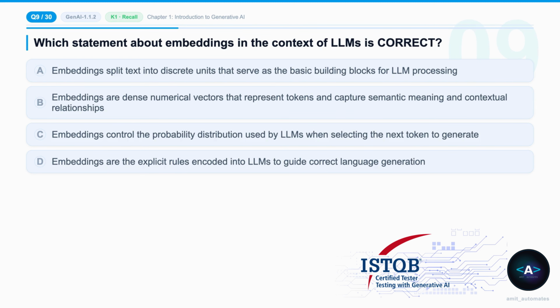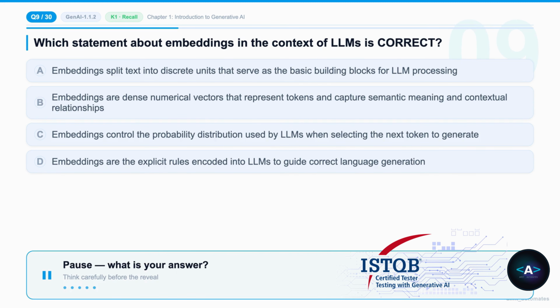that represent tokens and capture semantic meaning and contextual relationships. C. Embeddings control the probability distribution used by LLMs when selecting the next token to generate. D. Embeddings are the explicit rules encoded into LLMs to guide correct language generation. Take a moment. What is your answer?